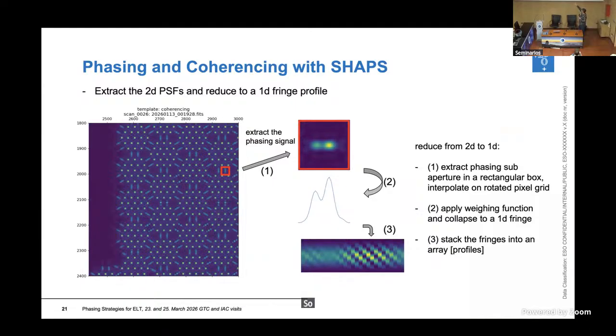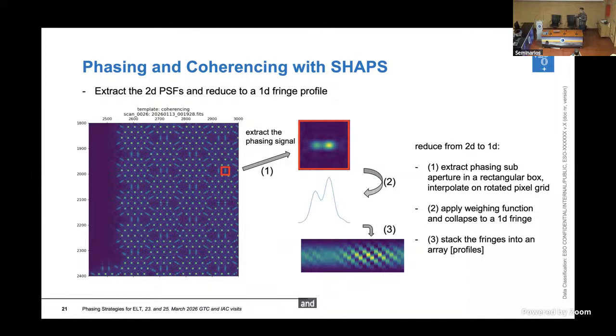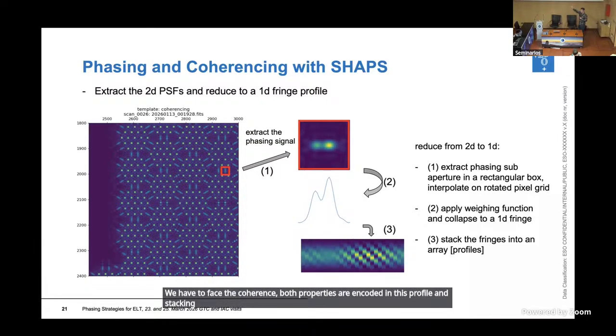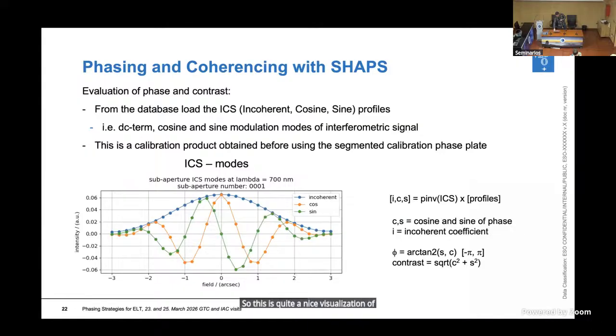and then collapse the 2D into a 1D profile. So this is the step you see there. You get the 2D signal, you weigh it and interpolate to get the orientation right, and then collapse it to a 1D profile. The phase and the coherence, both properties, are encoded in this profile. Stacking this over the duration of the scan gives you this waterfall display. This is quite a nice visualization of the coherence that we can then leverage.